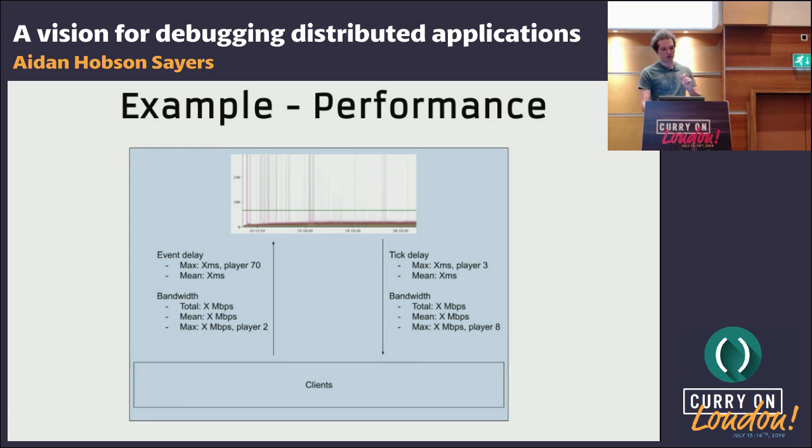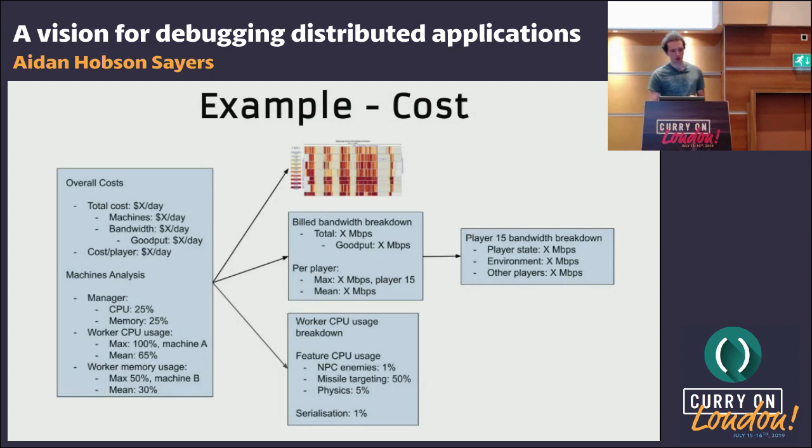Let's look at another one. Cost. So somewhat controversially, games companies do want to make money. And part of making money is not spending all of your money on infrastructure. Is this debugging? Well, for the person who holds the purse strings, if suddenly you're spending thousands of dollars an hour, that may well be considered a bug.